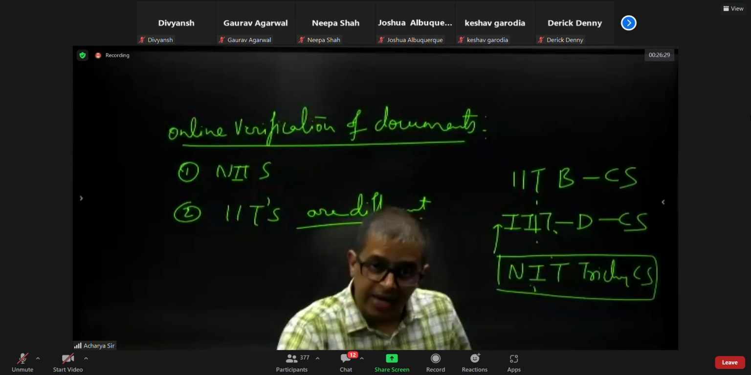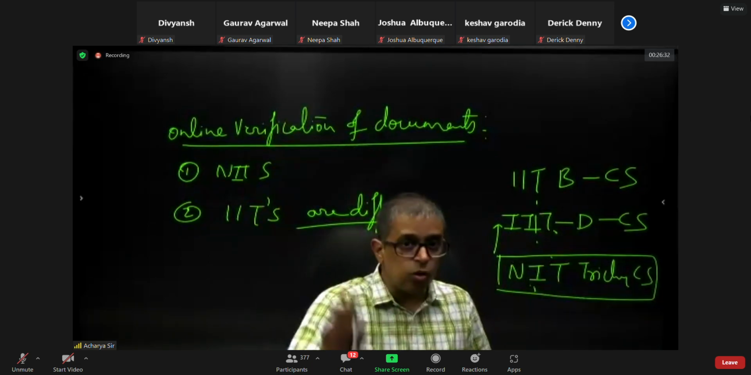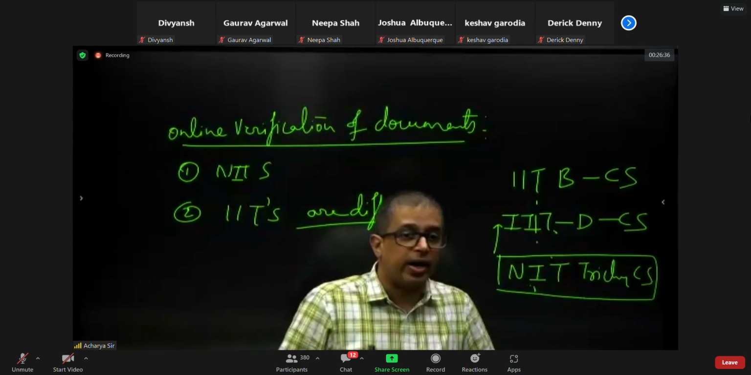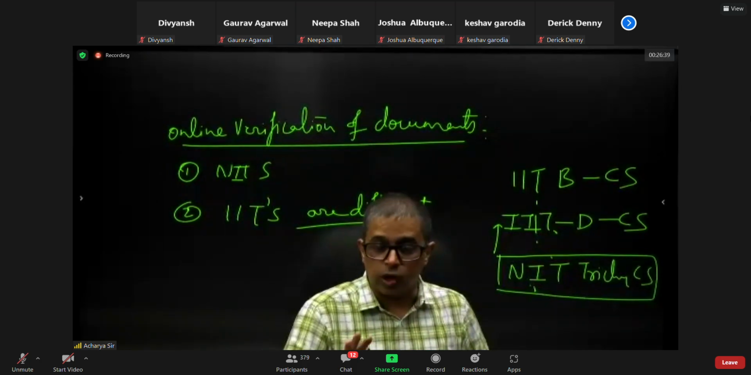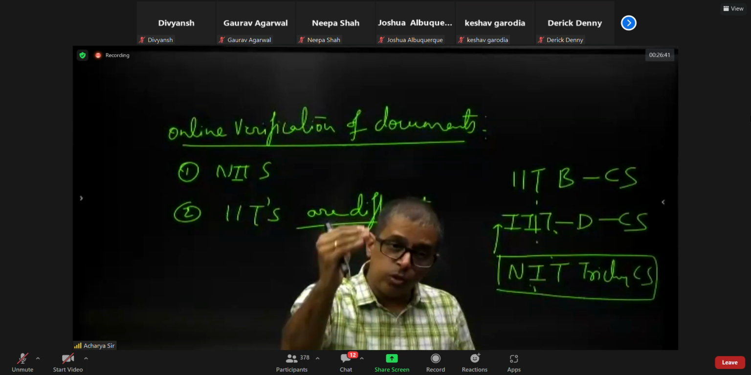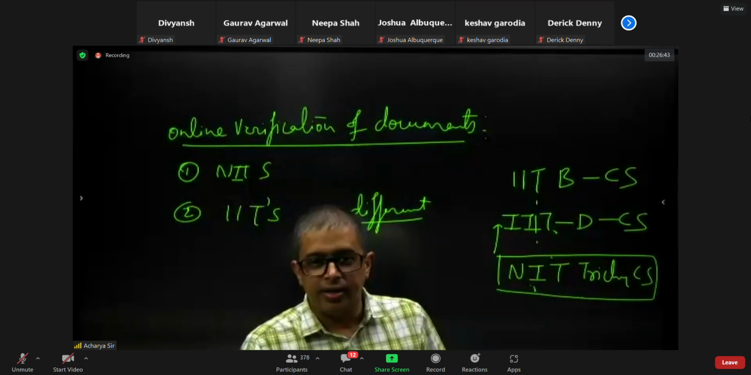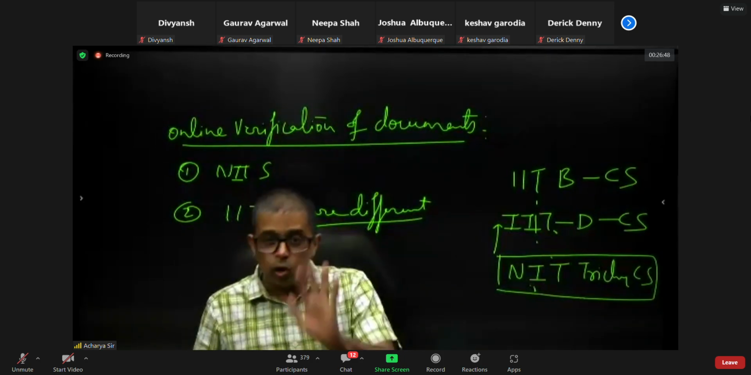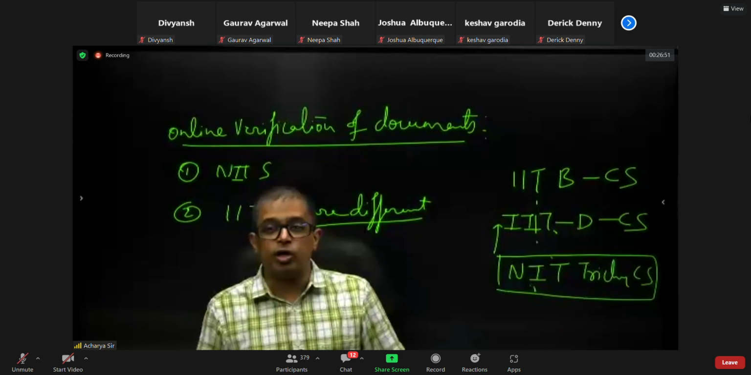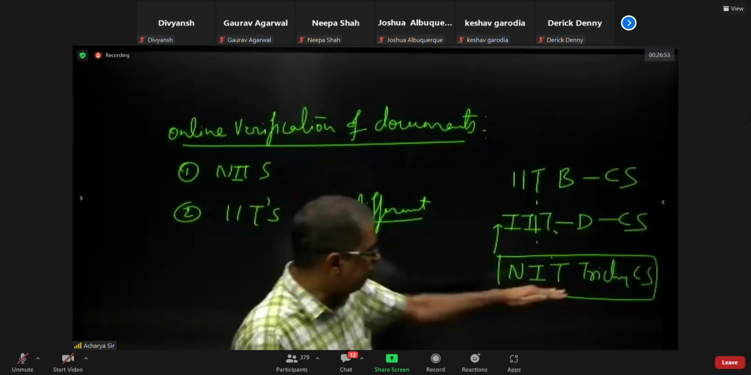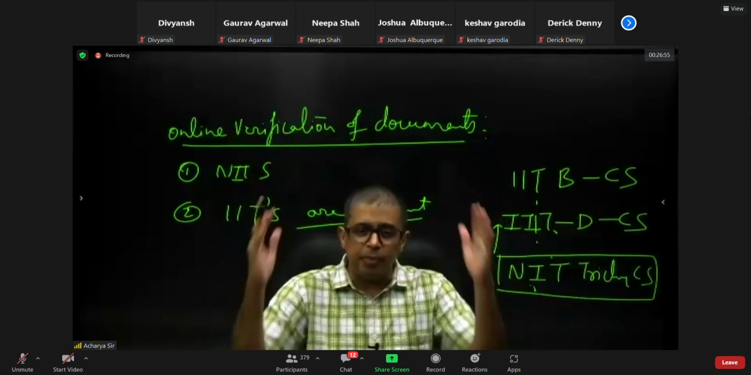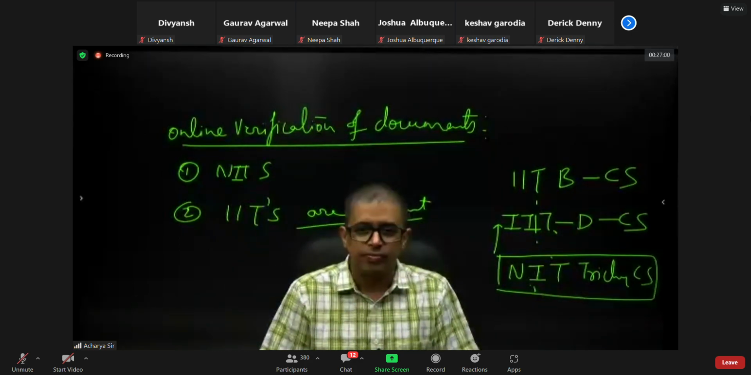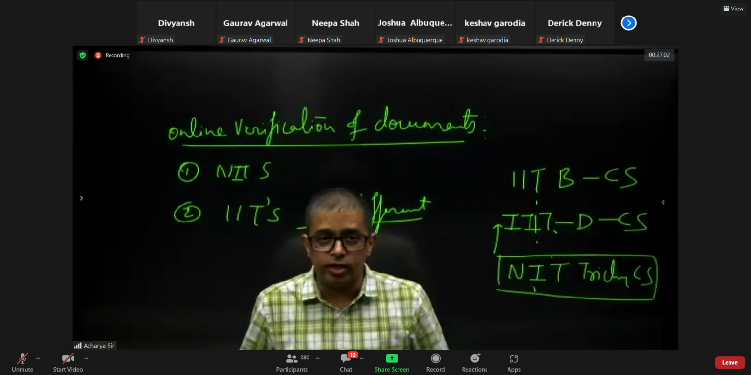Whenever you move from IIT to IIT, there is no second time online verification of documents. From NIT, you are moving ahead to NIT, there is no second verification of documents. But NIT to IIT or IIT to NIT, second time again they will verify the documents. Please be alert. Don't assume that you have already uploaded the documents once, it's okay, done. Shift from NIT to IIT, they are two independent organizations. Try to recognize that. That's the point there. And make sure that you upload the documents in time.